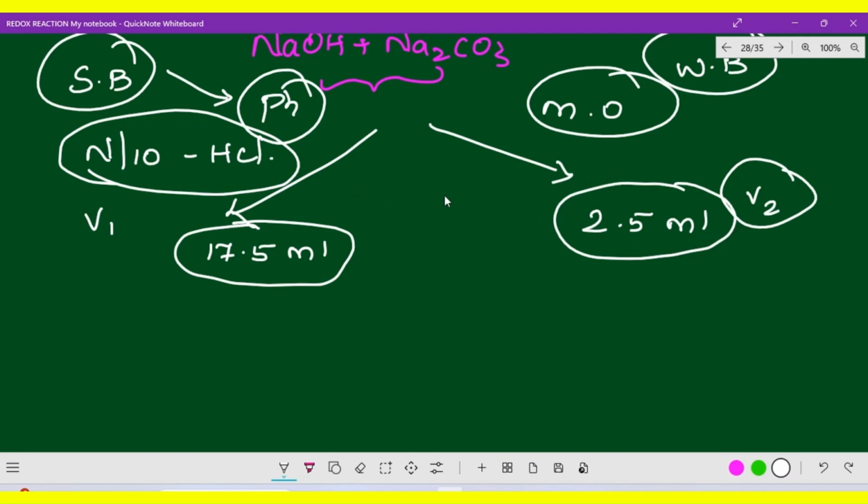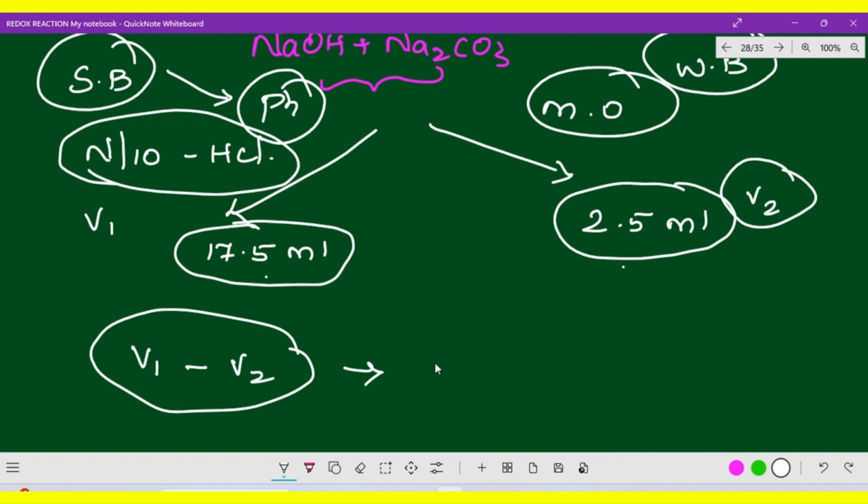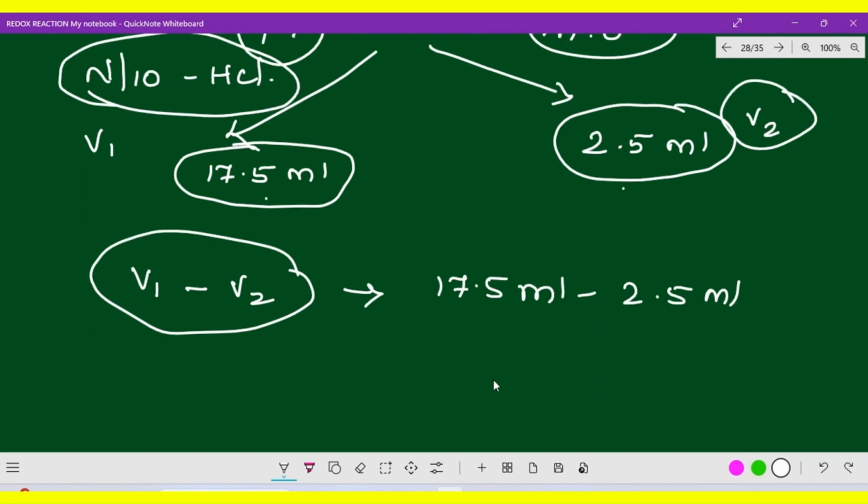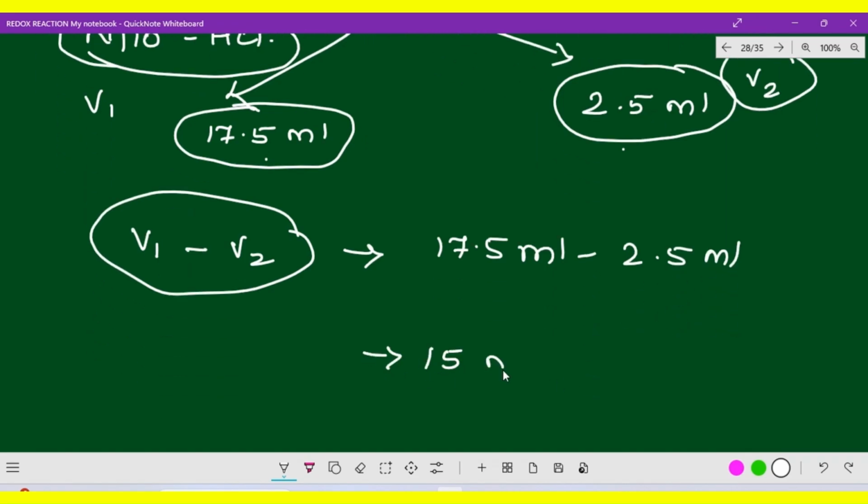Now, that volume of HCl is completely over. Now, the volume of NaOH, how much it has required, that we have to identify. Because both are the same solution, after finishing this reaction, now we are going for the second, methyl orange. So this is V1 minus V2. We can go in that way, no? So V1 minus V2 means 17.5 ml minus 2.5 ml. So you will be getting around 15 ml. 15 ml of NaOH required to complete the reaction for both.